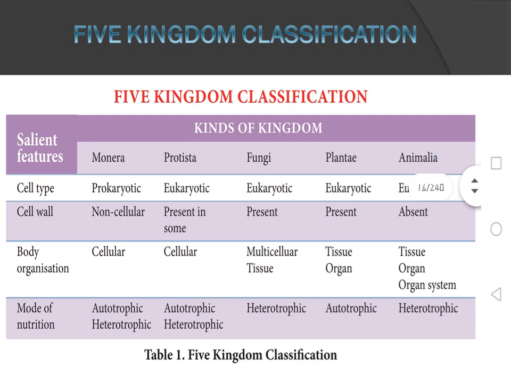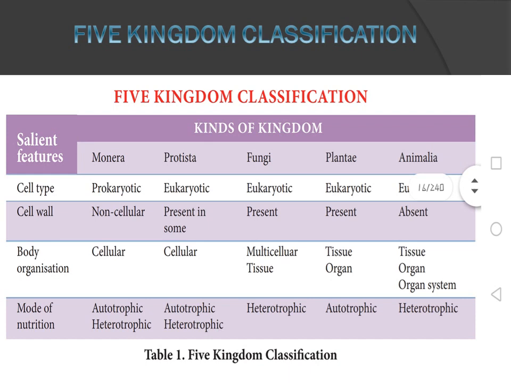And Fungi are multicellular, even in the tissue form also. A group of cells is called tissue. Then Plantae consists of tissue as well as organs, right? Then animals consist of tissue, organs, and organ systems also, right? Okay. Then the next feature is mode of nutrition.